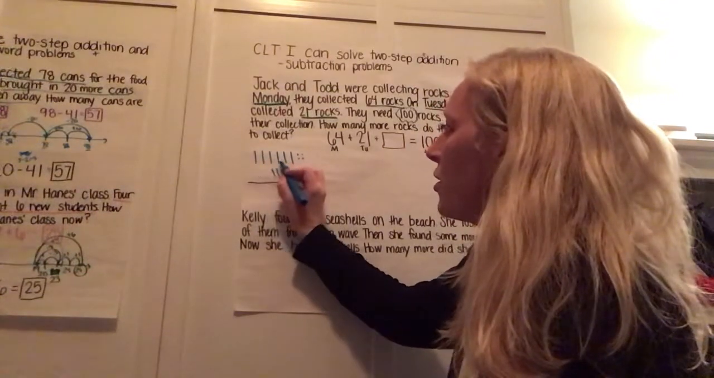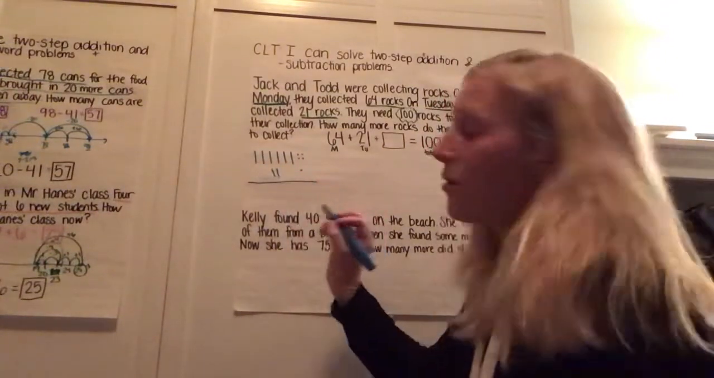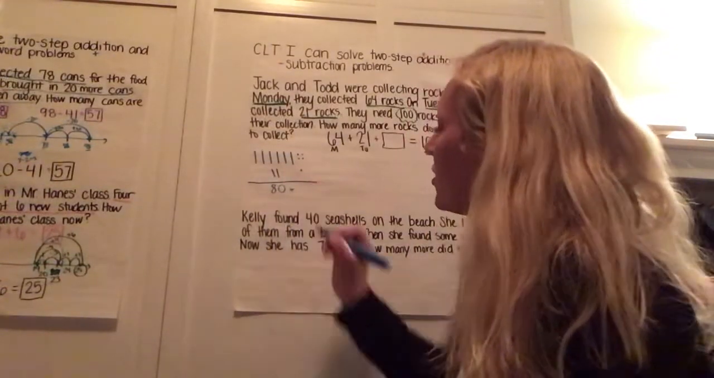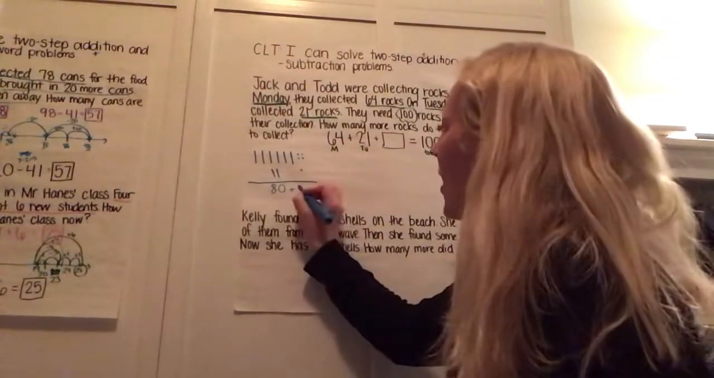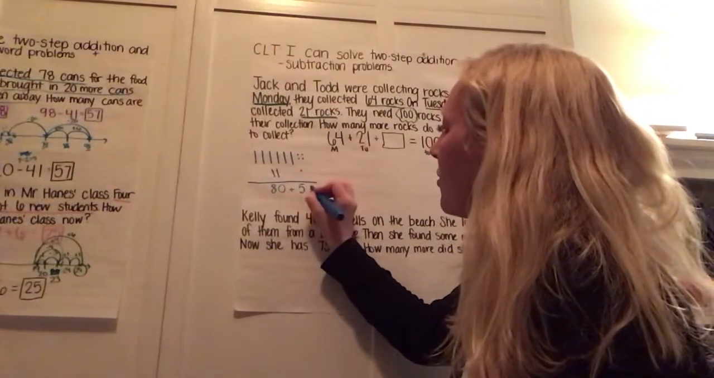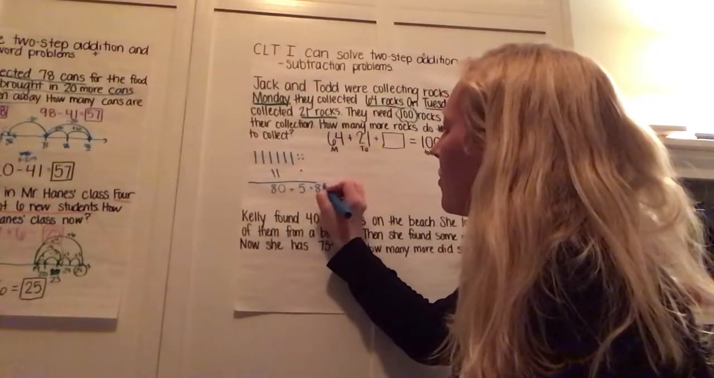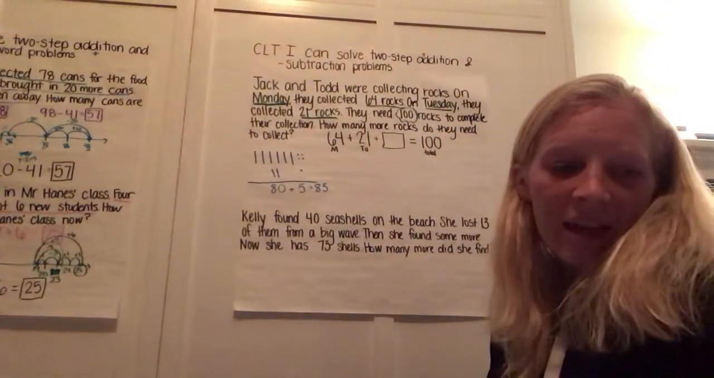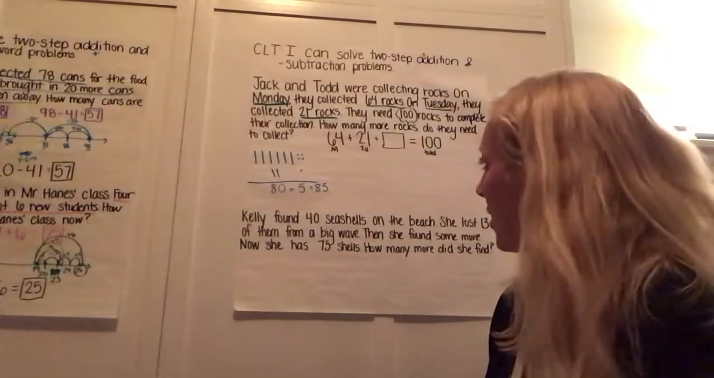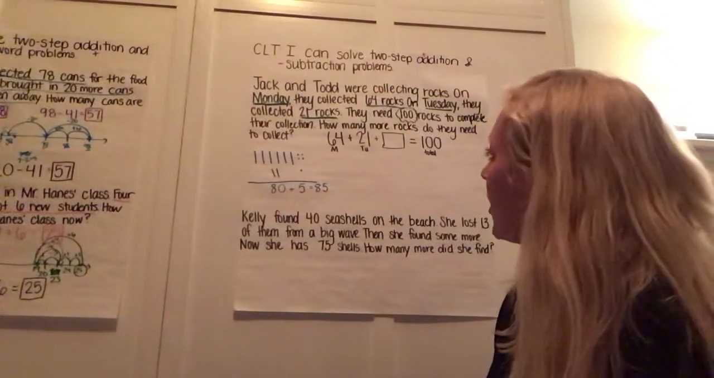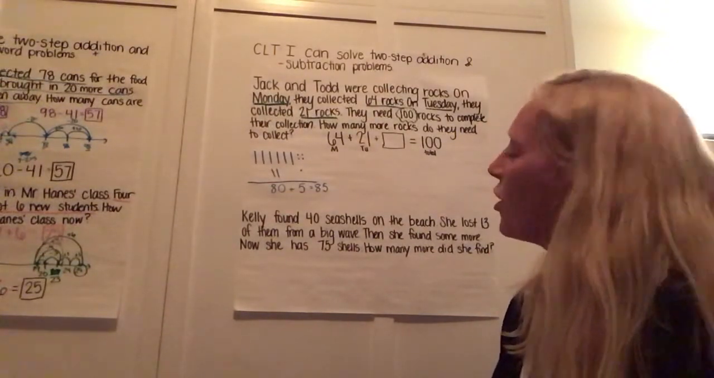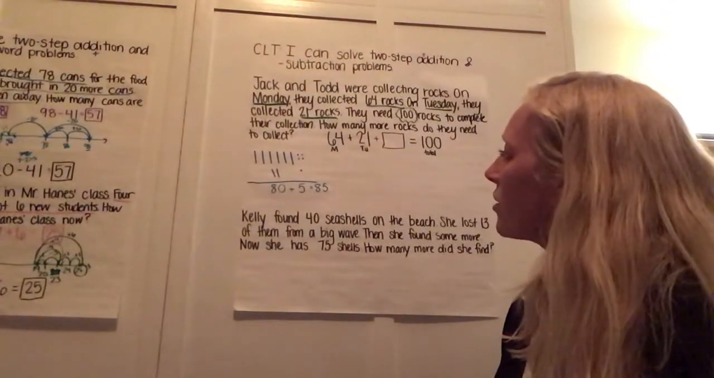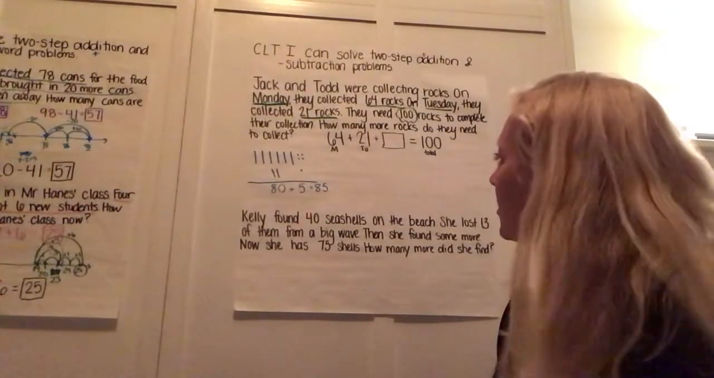10, 20, 30, 40, 50, 60, 70, 80. Okay, so you have 8 10s, which is the same as 80. And what else did you notice? You have 5 ones. So how many is that all together? Okay, so you have 85. And what does that represent? Your Monday and Tuesday collection. Okay, so on Monday you collected 64. On Tuesday you collected 21. And that's a total of 85 rocks. What did you do next?